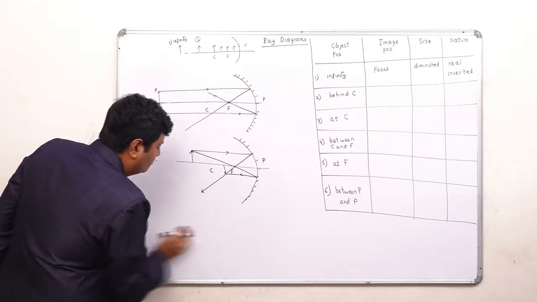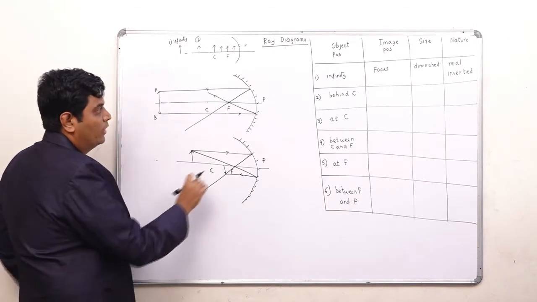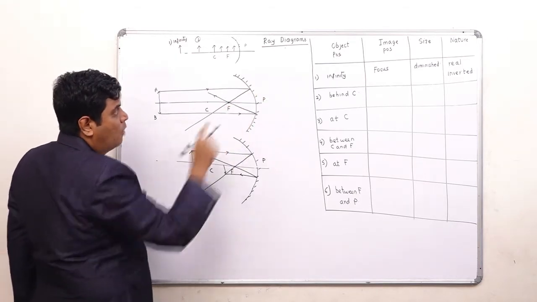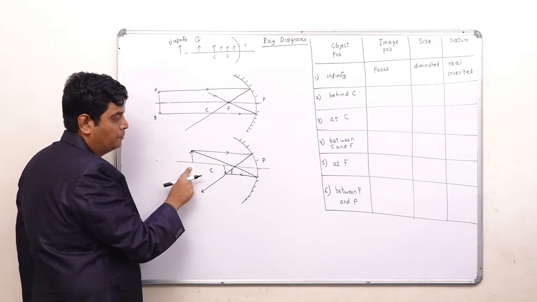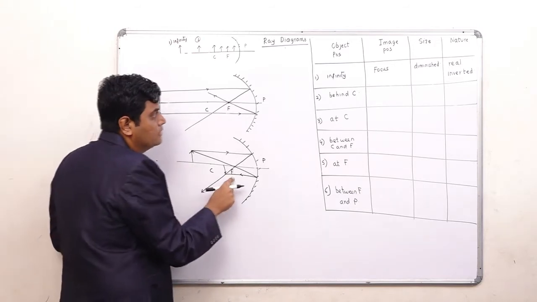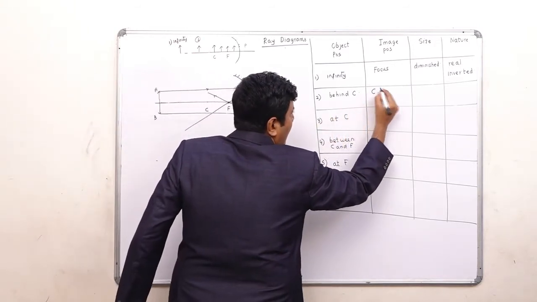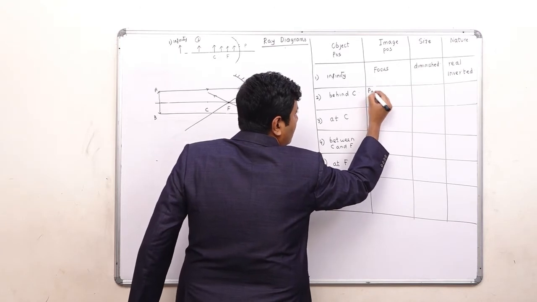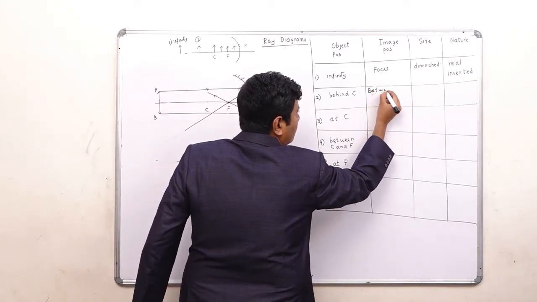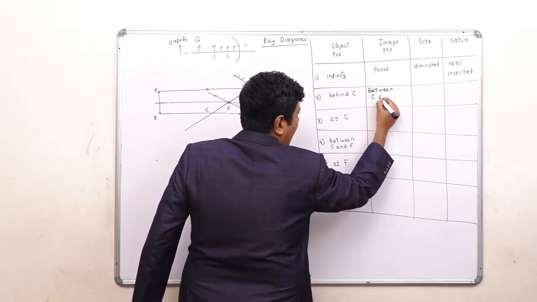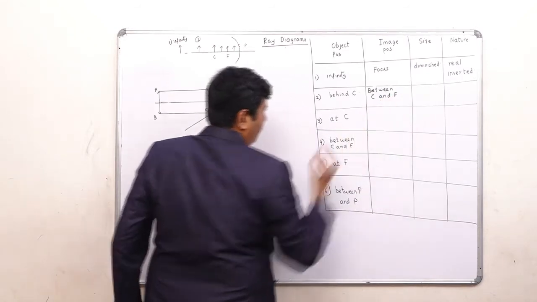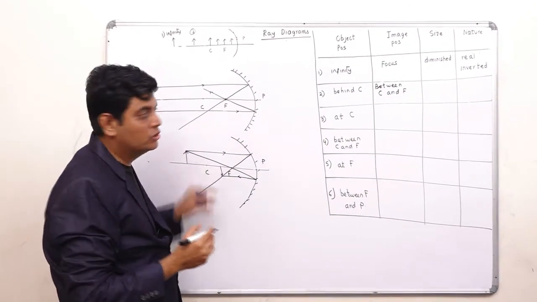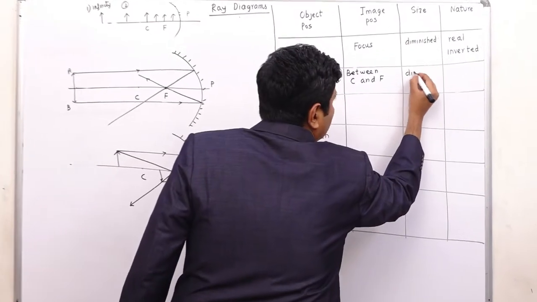So now you can see, what is my object position? It is behind C. What is my image position? It is between C and F. Size, it is diminished.